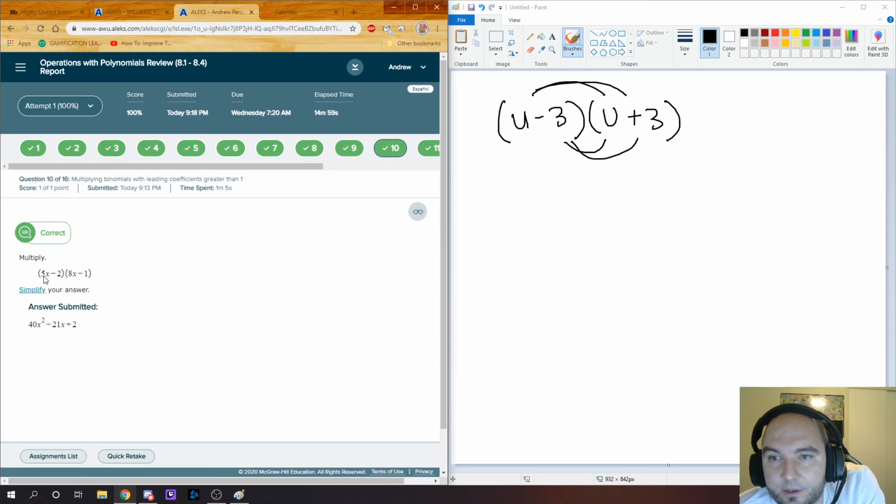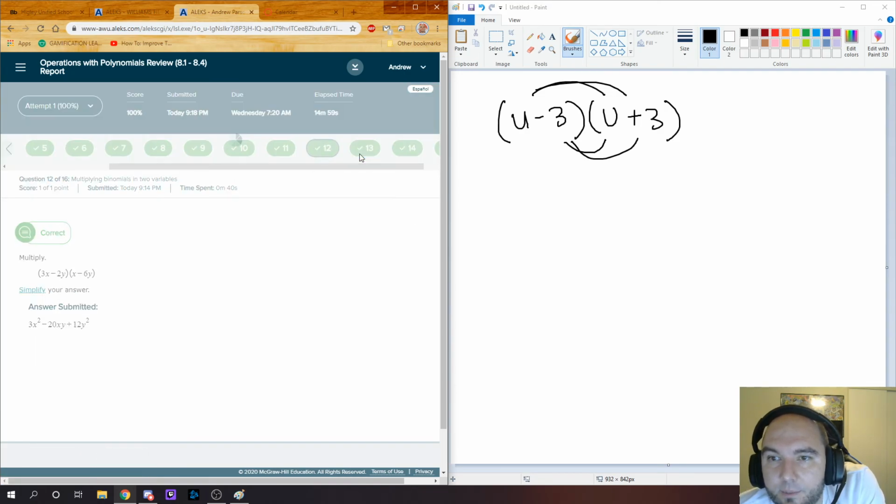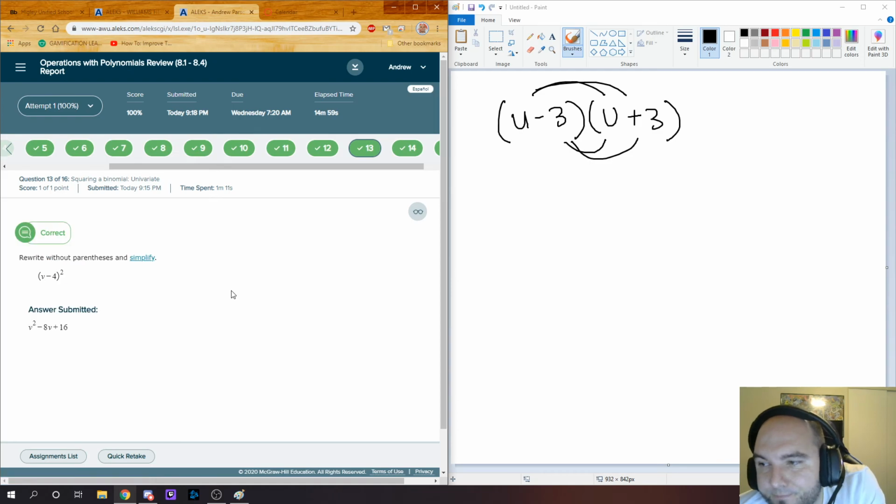Here's some with numbers in front of the first variable. Not really a big difference. We got even more of those. Scooting along. Number 12, same way. That one had 2 letters, same thing. Okay, then we had some special cases.